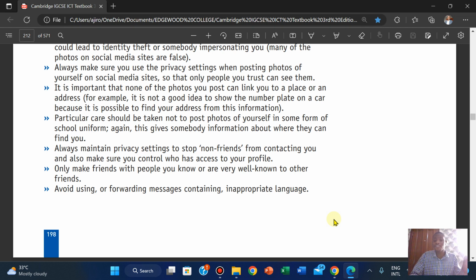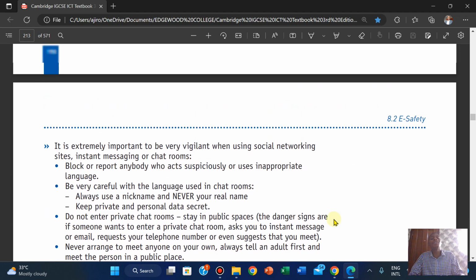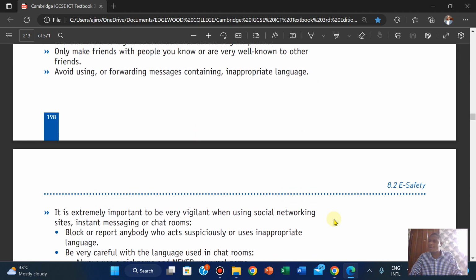Avoid using or forwarding messages containing inappropriate language. Please be careful on your social media. Don't just use any form of foul language. People lack manners on social media. They don't have manners at all, right? So you have to be careful.